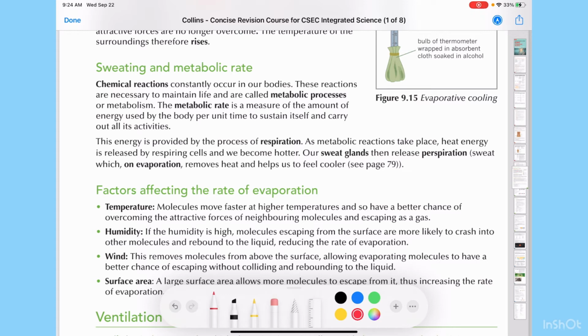Chemical reactions are constantly occurring in our bodies. These reactions are necessary to maintain life and are called metabolic processes or metabolism. The metabolic rate is a measure of the amount of energy used by the body per unit time to sustain itself and to carry out all of its activities. This energy is provided by the process of respiration. So if you forgot what respiration is, please look it up. As metabolic reactions take place, heat energy is released.